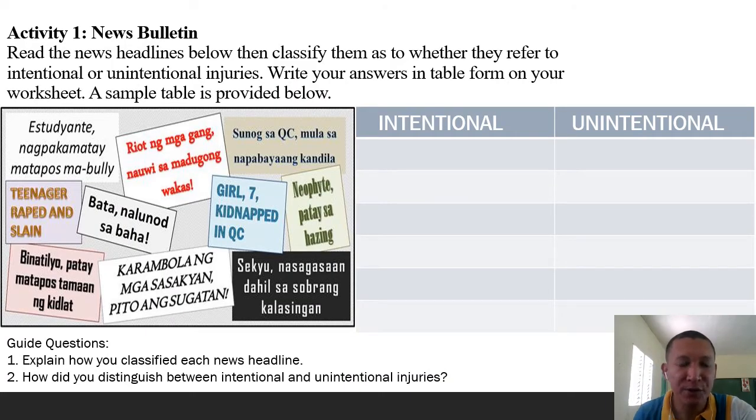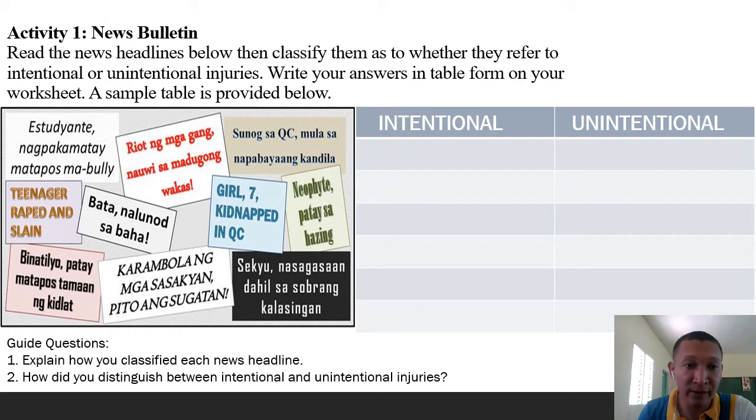Activity 1. News Bulletin. Read the news headlines below, then classify them as to whether they refer to intentional or unintentional injuries. Write your answer in table form on your worksheet. A sample table is provided below. Then answer the guide questions. Number 1, explain how you classified each news headline. And number 2, how did you distinguish between intentional and unintentional injuries?